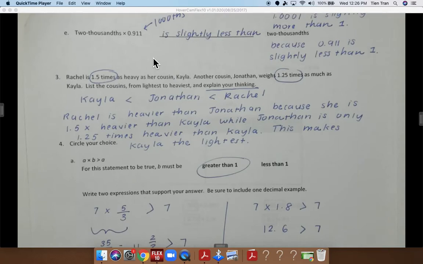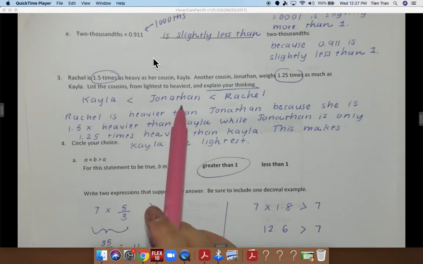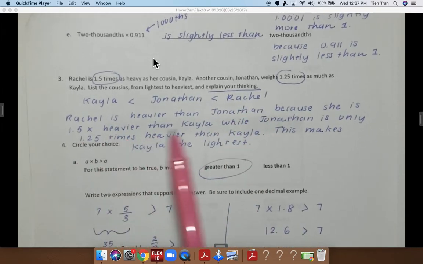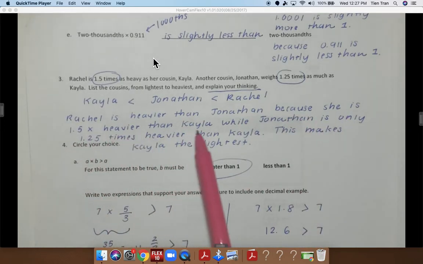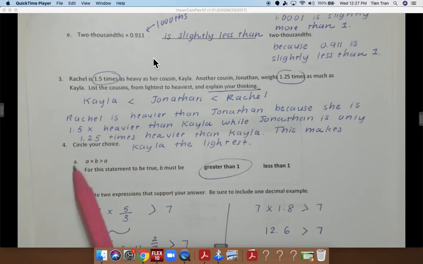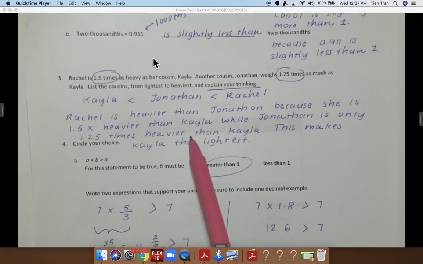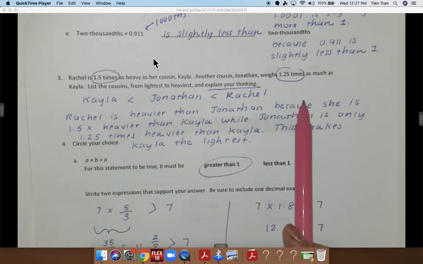That's not really nice. So, we know that Kayla is less than Jonathan, and Jonathan weighs less than Rachel. We know that because Rachel is 1.5 times heavier than Kayla, while Jonathan is only 1.25 times heavier than Kayla. So this makes Kayla the lightest out of all of them.